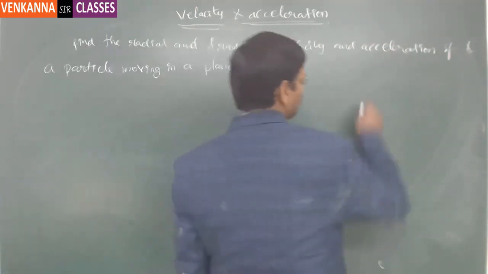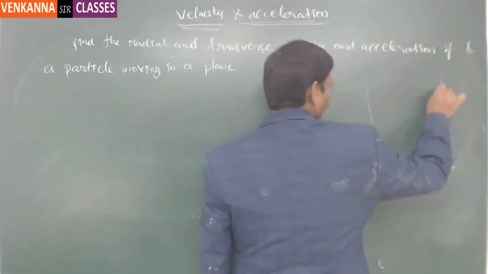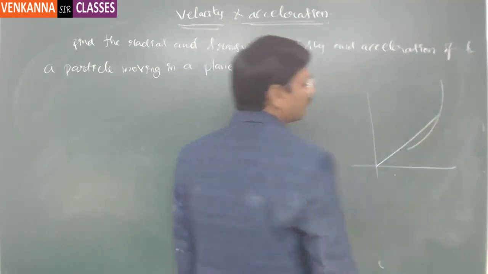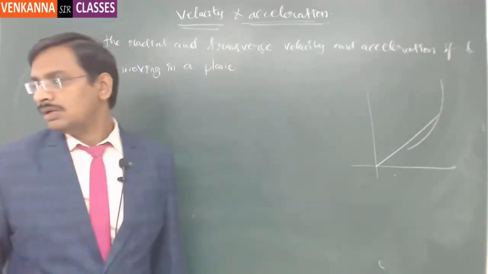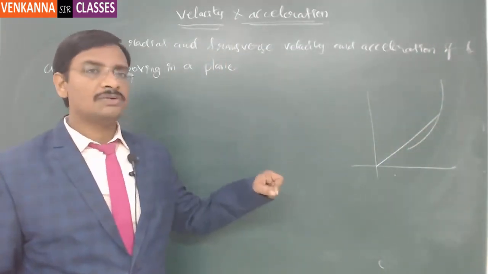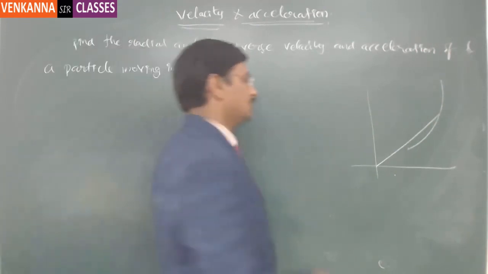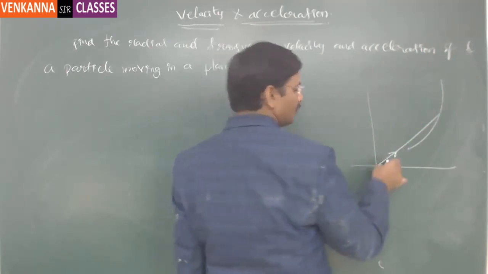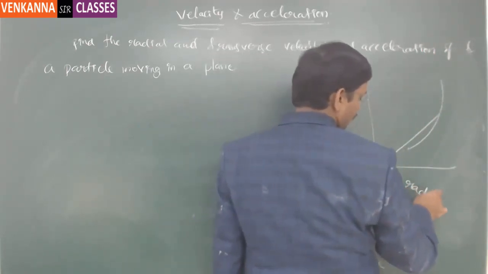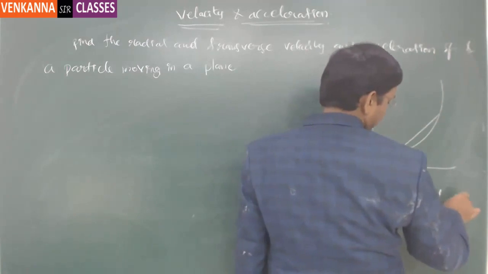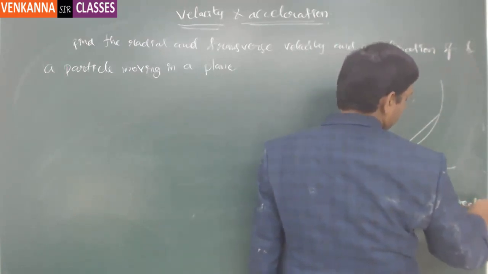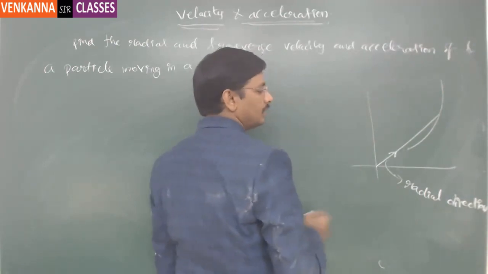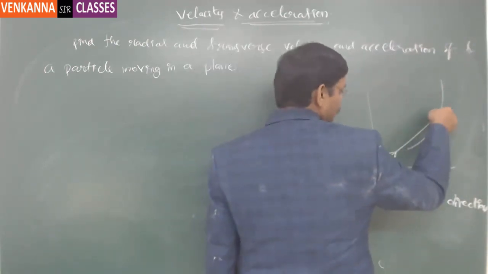Suppose the particle is moving in this particular manner. If you draw a radius vector, it starts from the origin and goes away from there. So whatever direction comes out of your origin, that is what we call the radial direction. That means going away from the origin. That's what is treated as radial.